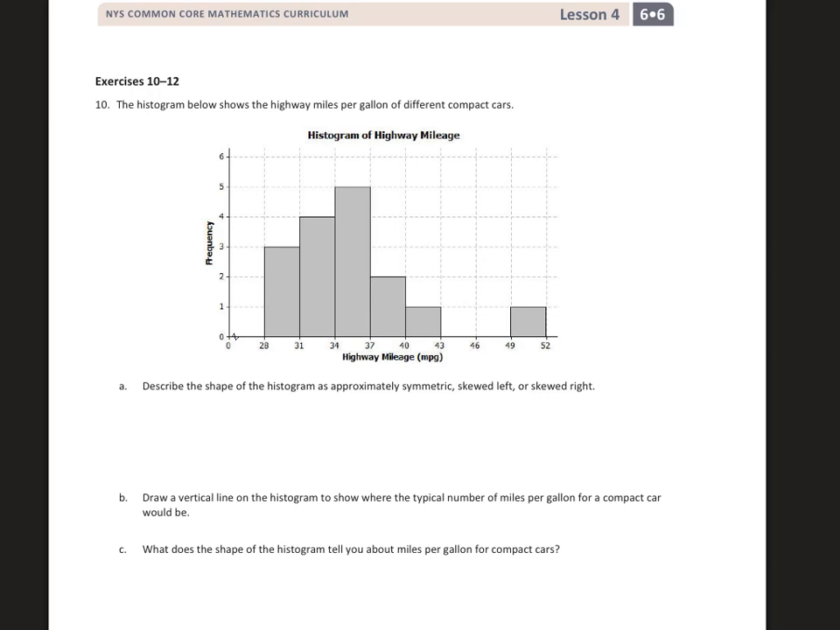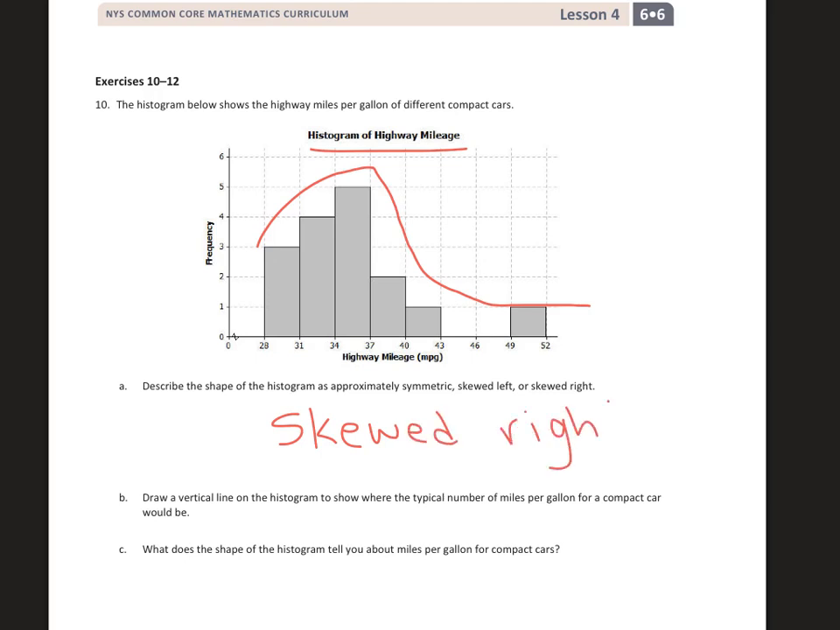So we have a histogram that shows the highway mileage in miles per gallon. And so here's our frequency, and our intervals seem to just be a gap of about 3, of 28 to 31, then 31 to 34. And so if we were to describe the shape as symmetric, skewed left, or skewed right, what did you think? Yeah, I see a big hump on the left and then a tail to the right. I'm going to go skewed right, because the tail is to the right and it seems to sink down that way.